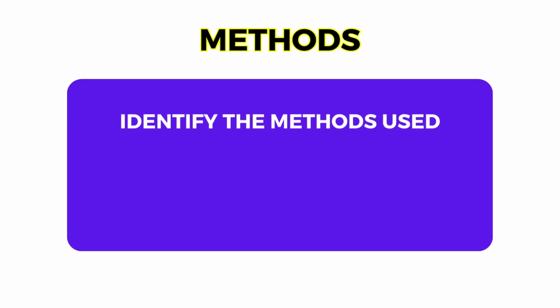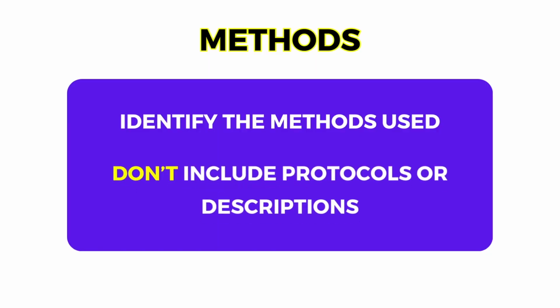We then need to include our methods. And this is just an indication of what we did and not the detail of it. So we're not writing about specific protocols or machines or equipment that we used. We just identify the methods that we use. We don't explain them. We then write about our results.